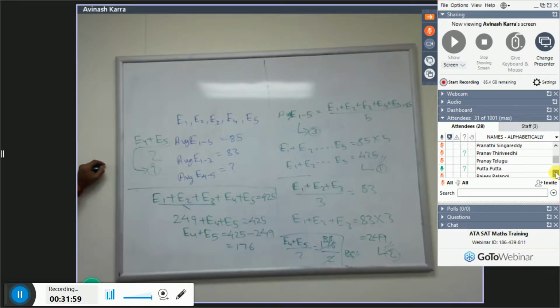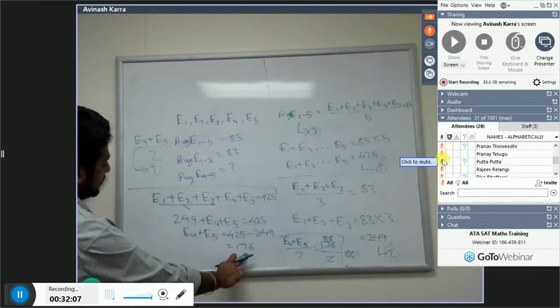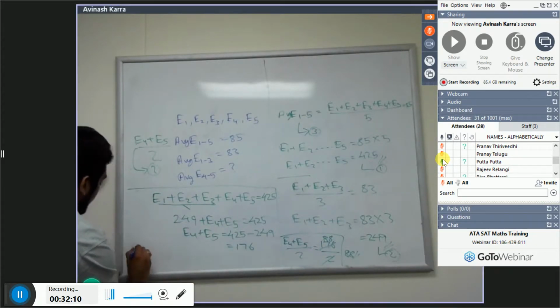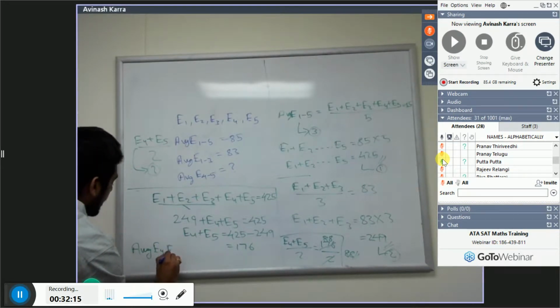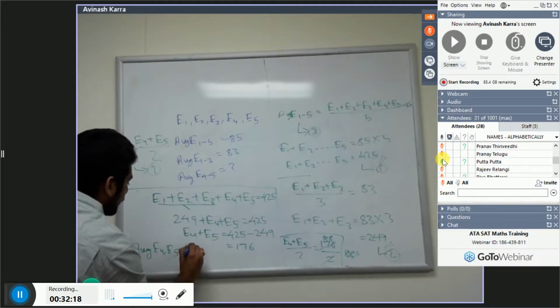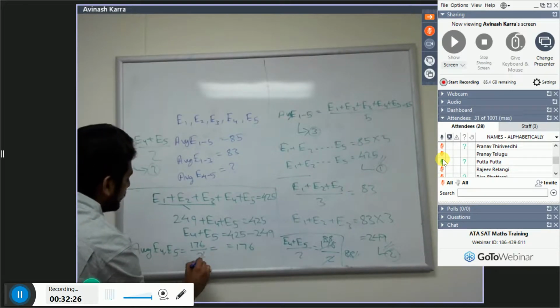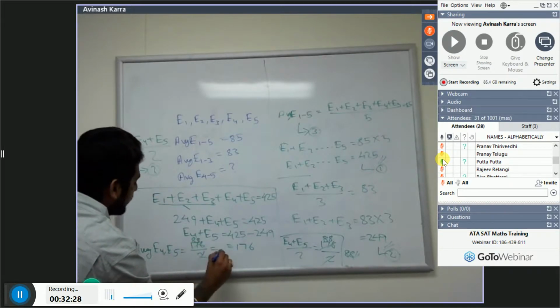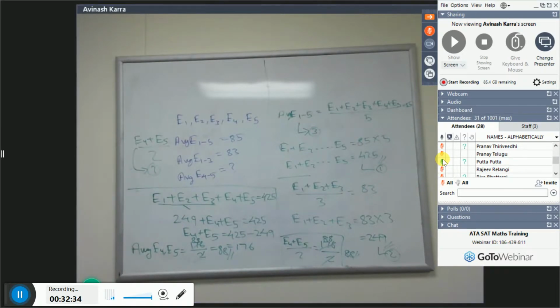So what is the average? Sum by number of values. How many values are there here? 2 values. And what is the sum? 176. So the average of E4 comma E5 is equal to, what is the sum? 176 divided by how many values? 2. When I simplify it, 2 ones are 2, 2 eights are 8. So 88 is the answer. Oh, okay. Thank you. You're welcome.